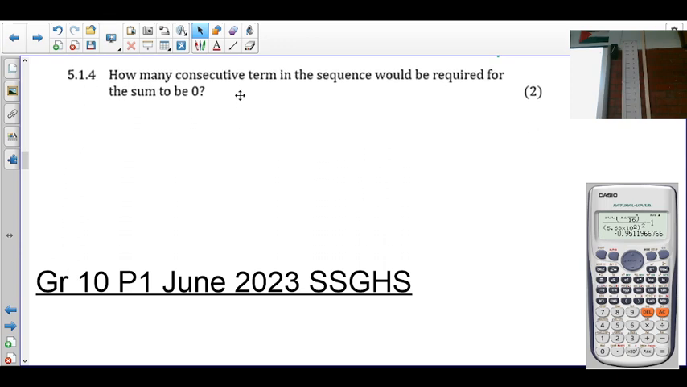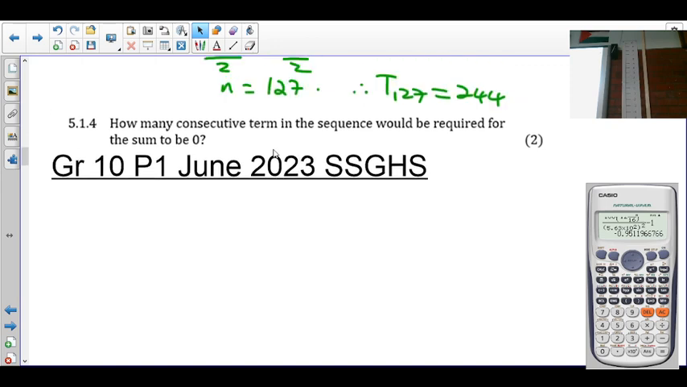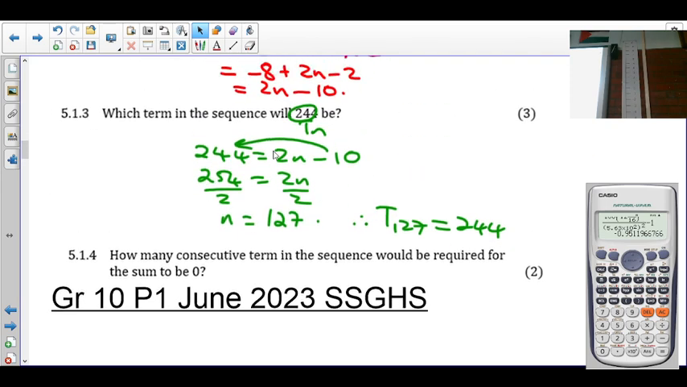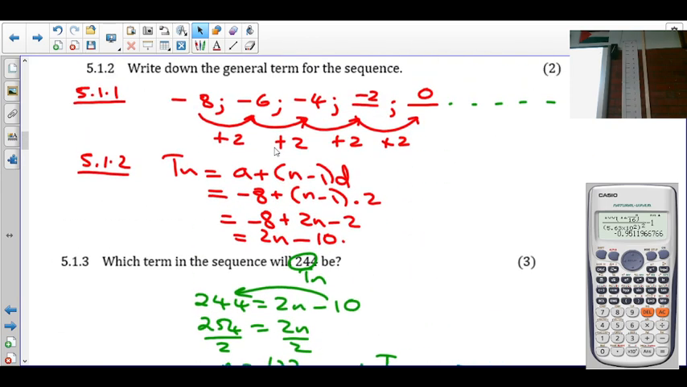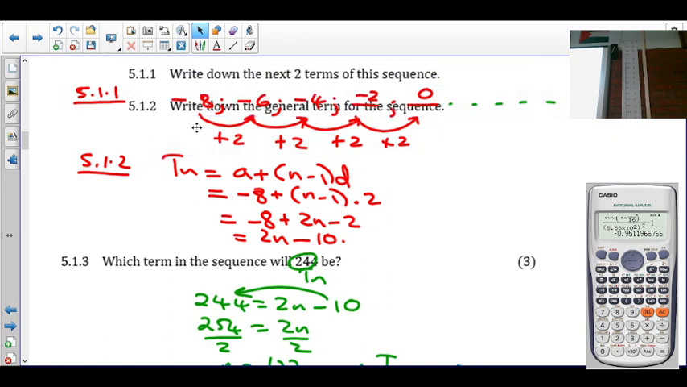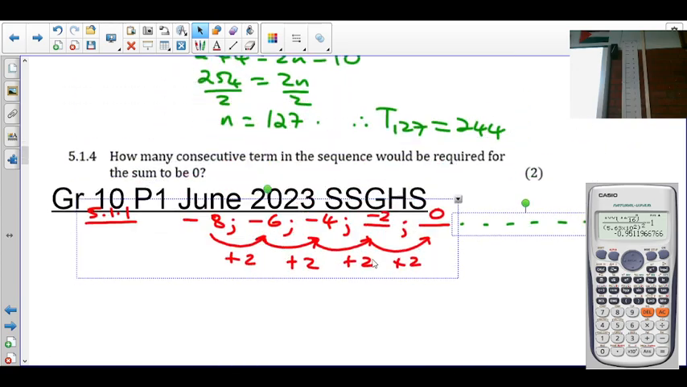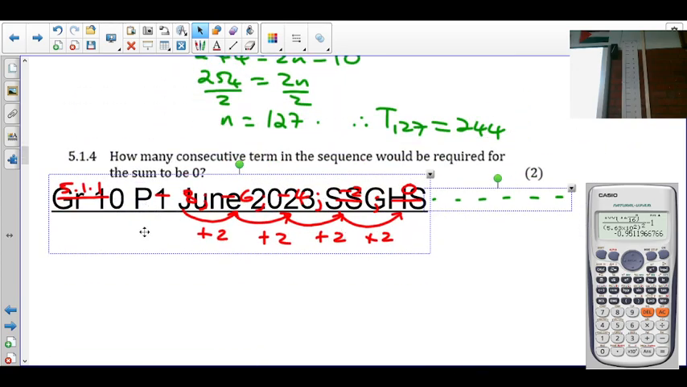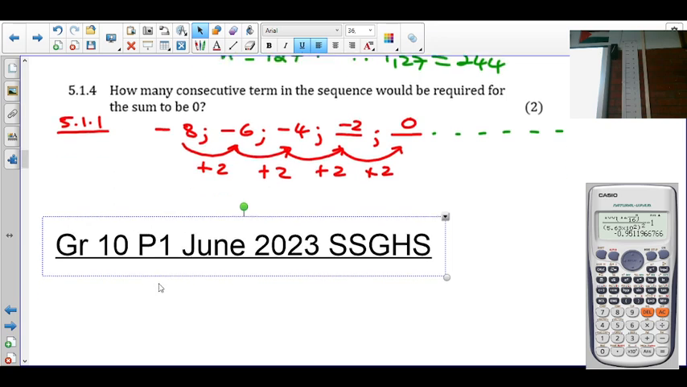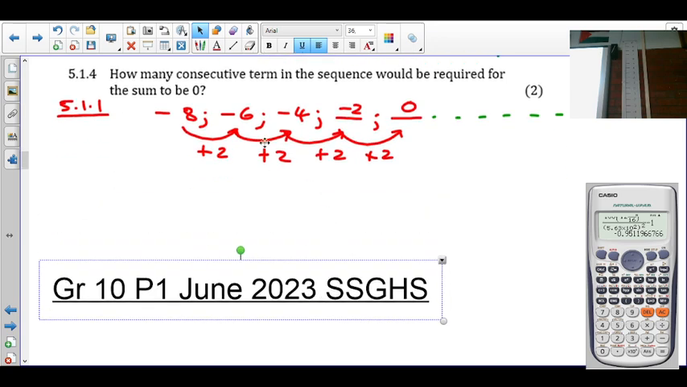How many consecutive terms in the sequence will be required to give you a sum of 0? So what does consecutive terms mean? One after the other. Okay. So if you look at this pattern, let's take this pattern here. Consecutive means one after the other, right?